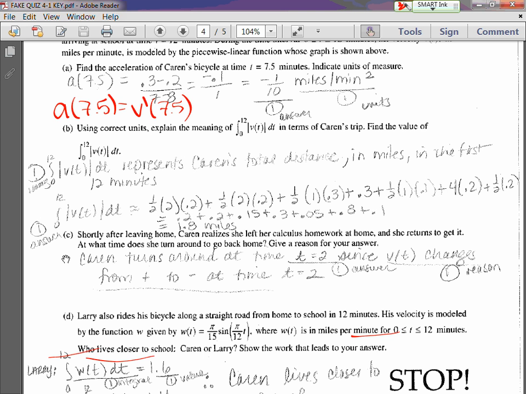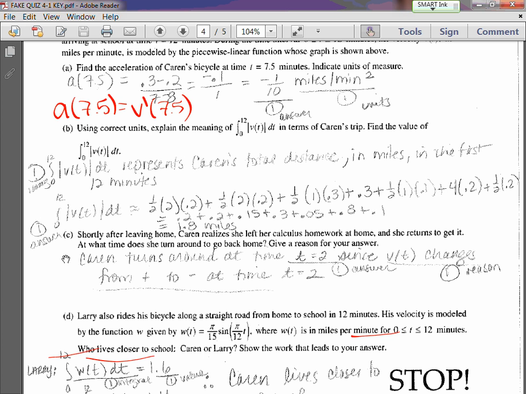All right, I love part C. Shortly after leaving home, she realizes she left her calculus homework at home, and she returns to get it. This was an actual AP free response question. I enjoyed it. At what time does she turn around to go back home? Give a reason for your answer. So remember, when you change directions, your velocity not only has to equal 0 at some point, right? Because you have to stop to turn around, however brief it may be, but you have to also change signs.